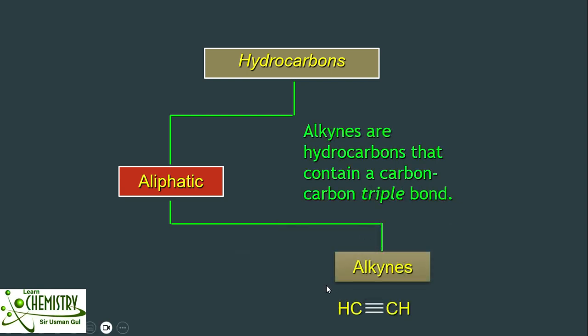Similarly, the alkynes are hydrocarbons that contain a carbon-carbon triple bond. Now you can see three lines between these two carbons. Whenever you see these three lines, it means it is a carbon-carbon triple bond. So whenever we find at least a triple bond in any hydrocarbon, it will be classified as alkynes. Okay, now this was the classification of aliphatic.